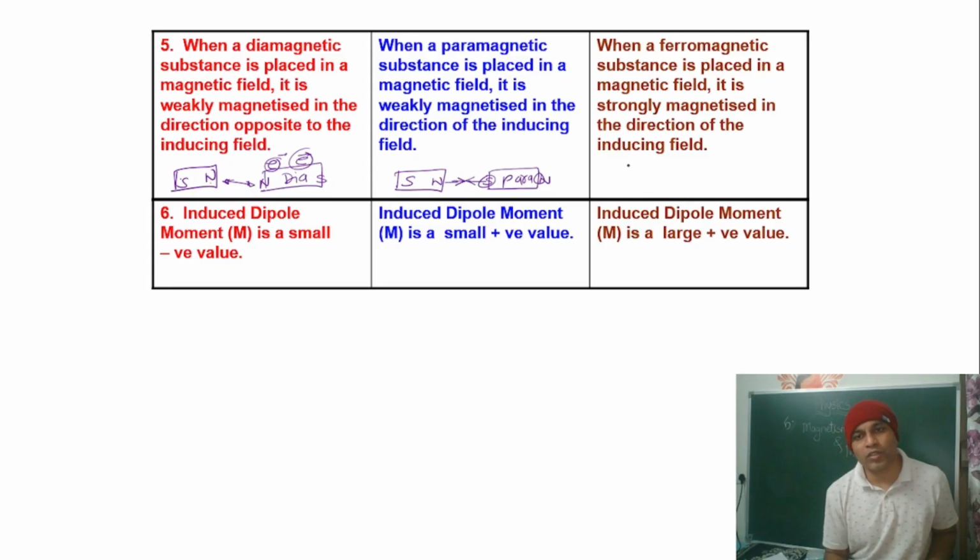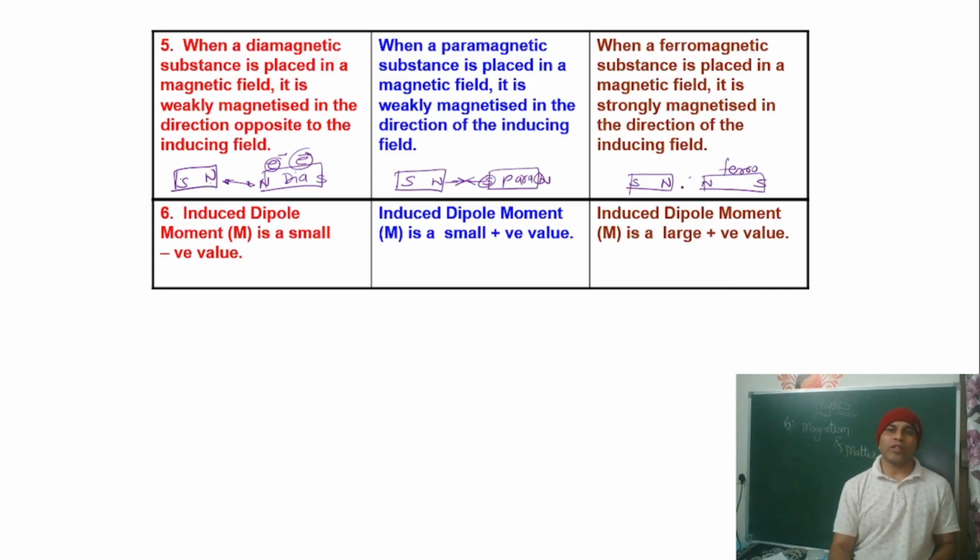Same way here, the ferromagnetic substance will get magnetized easily. These ferromagnetic metals will attract each other strongly, and they get magnetized. When a ferromagnetic substance is placed in a magnetic field, it is strongly magnetized in the direction of the inducing field. Obviously, they get induced in that same direction, so they get the same alignment.